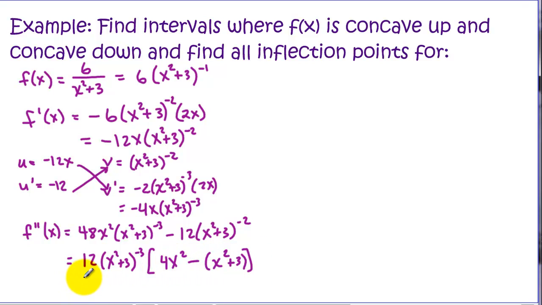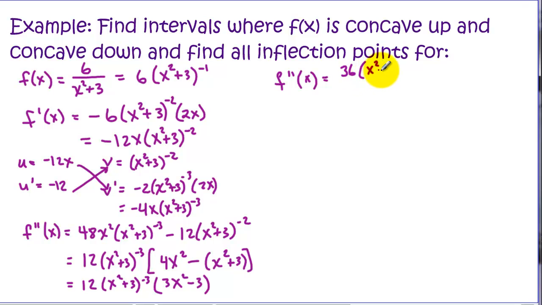We can combine our like terms. So I have here 3x squared minus 3. And I can factor a 3 out of this, so I'm going to get 3 times 12 is 36. And I'm also going to move this to the denominator, so if I put up here our second derivative, I'm going to get 36 times x squared minus 1 over x squared plus 3 to the third power.